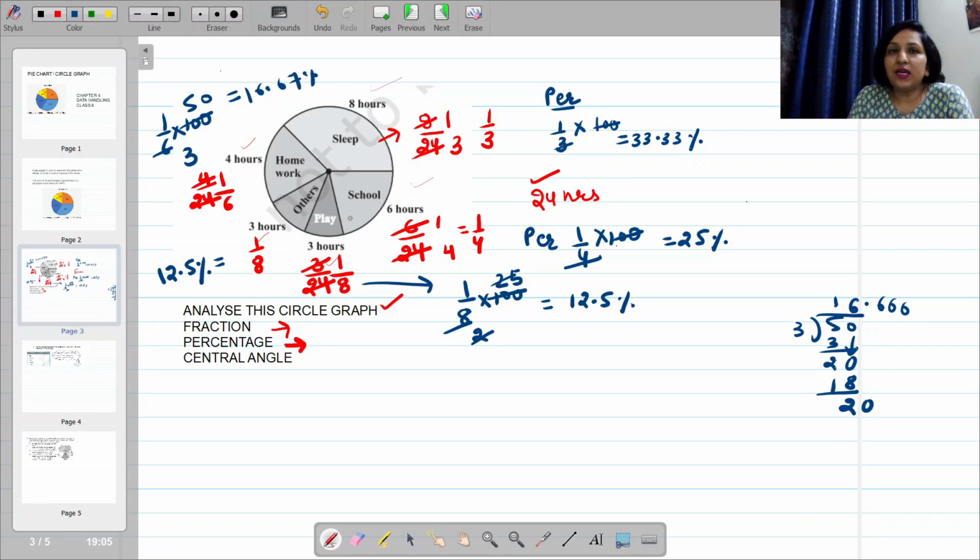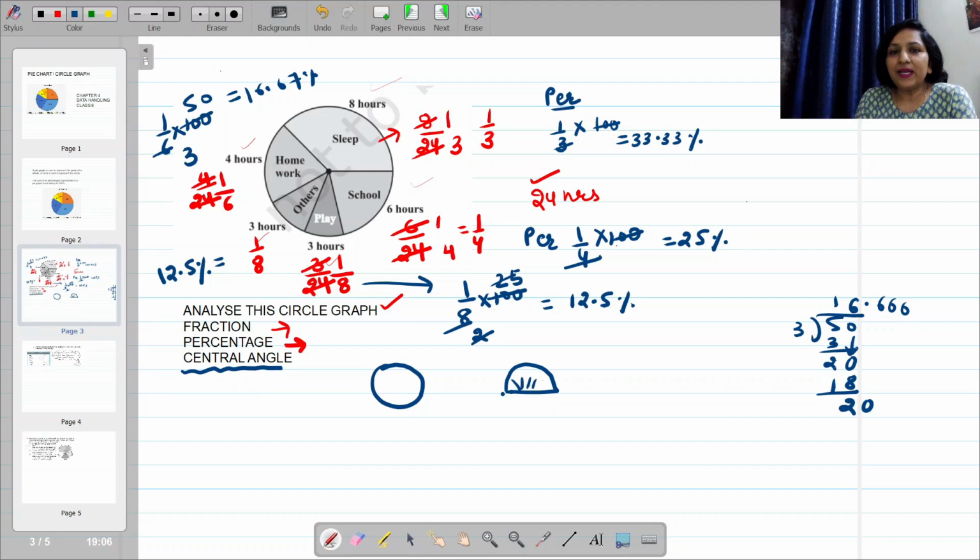Please mind, percentage to be calculated only when it is asked in the question, otherwise not required. This is something very important. What is the central angle? We know that in a circle, let's understand from here, we all have seen the protractor. It looks something like this.